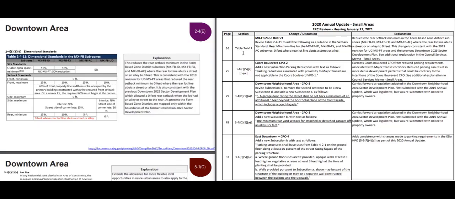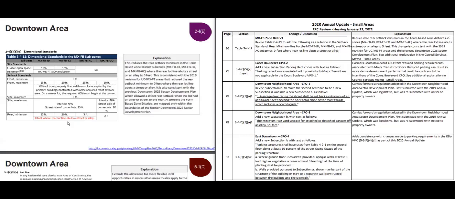That's mixed use form-based. The change is to revise table 2411 to add the following as a subline in the setback standard rear minimum line for the zones MXFB, ID, FX, and AC. And the change would be to read 0 feet where rear lot line abuts a street or alley.